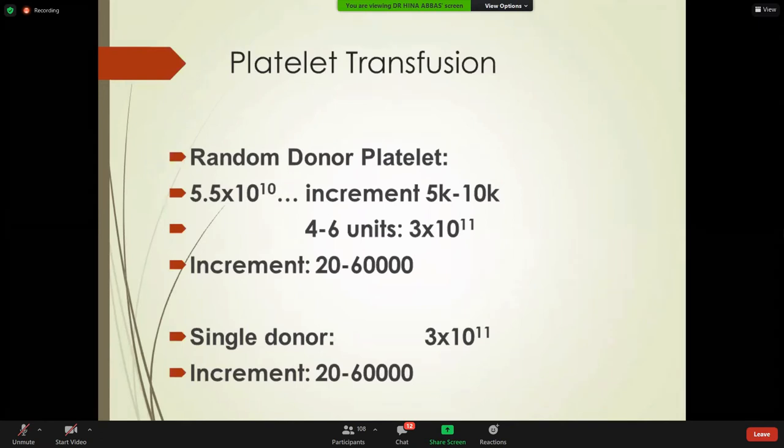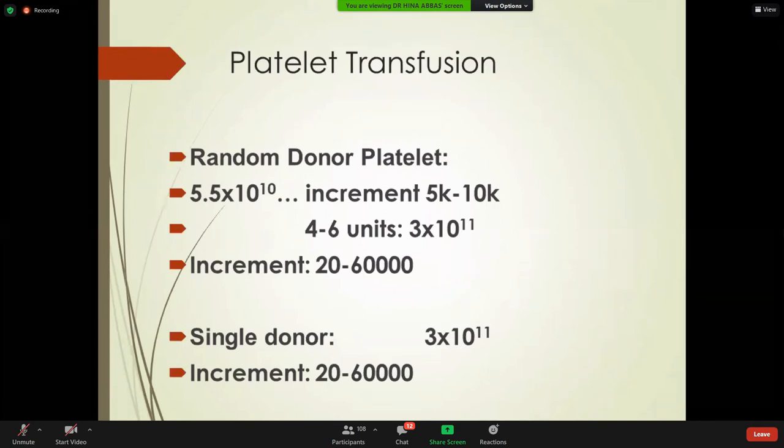Platelet transfusions. With random donor platelets, the increment that we achieve is around 5 to 10,000. At a single time, 4 to 6 units of random donor platelets are transfused. We have an alternative, which is single donor platelet, which is expensive, in which we collect the whole platelet donation from a single donor.